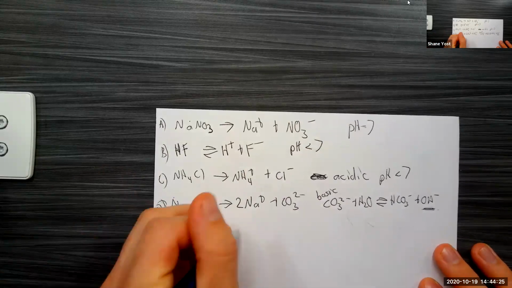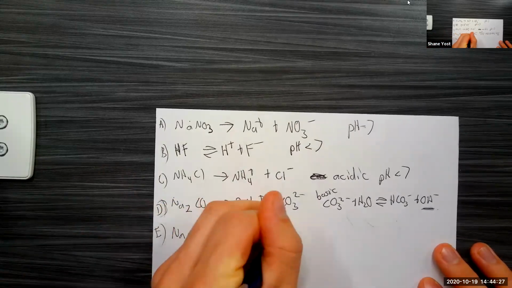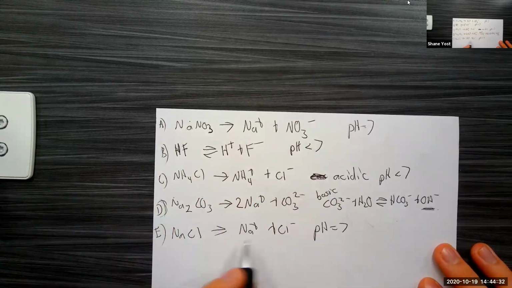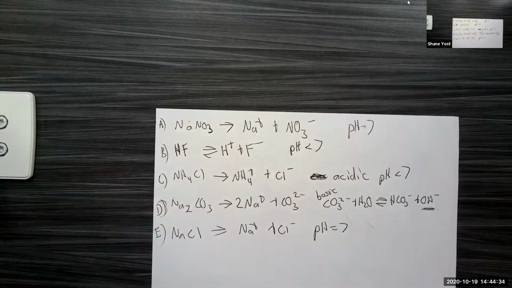And then sodium chloride, Na+ Cl-. This will have a pH equal to 7. Again, sodium and chloride come from strong acids and strong bases, so they will not change the pH, right? And again, how did I know that the ion CO3 2- was a weak base?